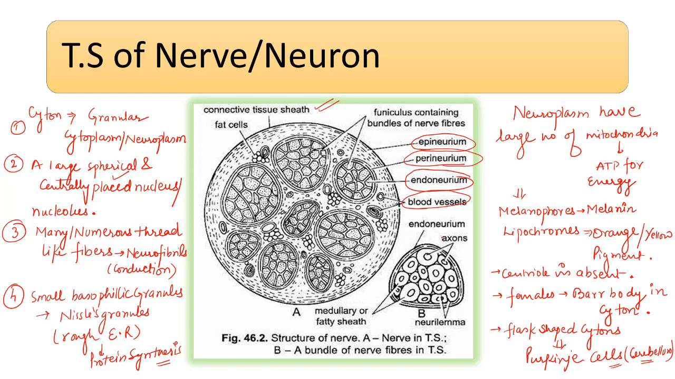Now, it has two parts. One is the axon and the other one is the cyton. Axons and dendrites come under the neuron processes. So you can see these are the axons. Then it is covered with a medullary fatty sheath, the medullary fatty sheath and neurilemma.